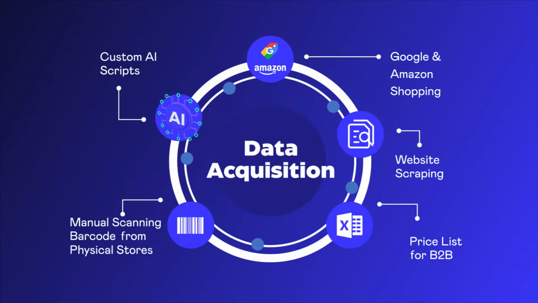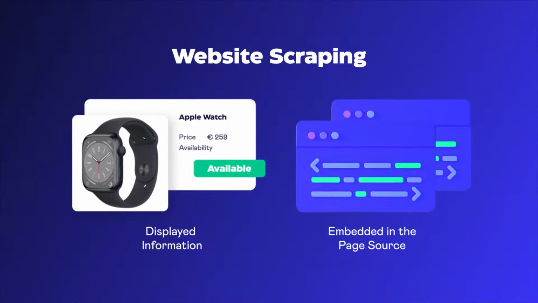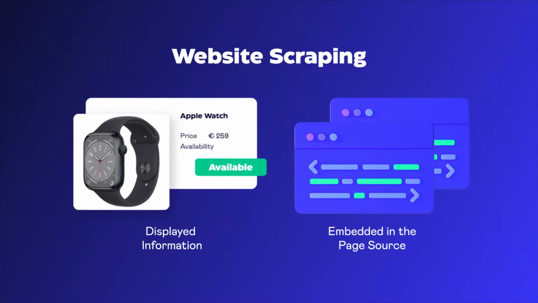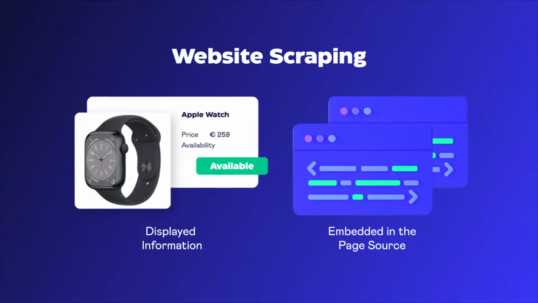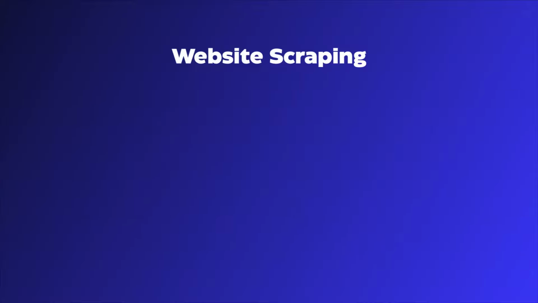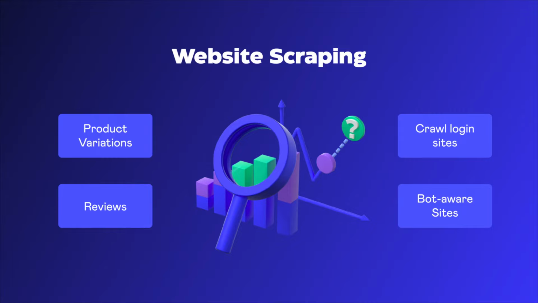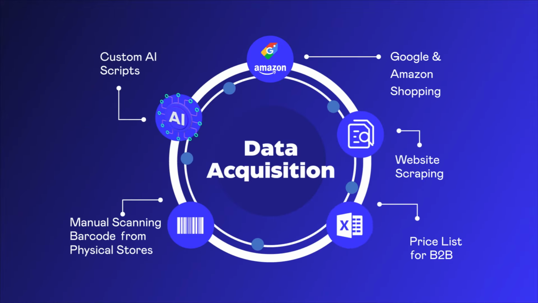Let's move on to website scraping. With SYMSON, we're able to extract any data that's publicly displayed on the product page or embedded within the page source. This includes product variations, reviews, and even data behind login portals and bot-aware sites. We also offer Pricelists for imports.